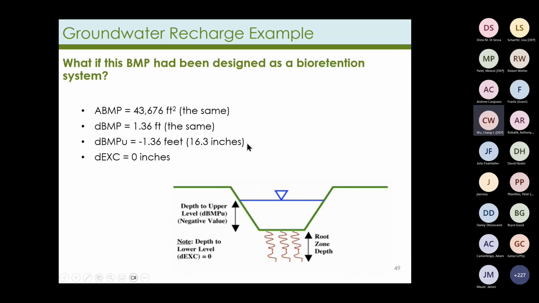So if this BMP is designed as a bioretention system, which has the vegetation on the bottom, you will get the same ABMP, same DBMP, but since the vegetated area is underneath the water, it's a negative value, and also the value will be different from when you compare from the water level to the surrounding ground. And in this case, the DEXC will be 0, in comparison with the DEXC in the scenario where vegetation is on the ground and there's no vegetation on the bottom of the BMP. There will be a value other than 0. So that will result in different recharge provided by the BMP.